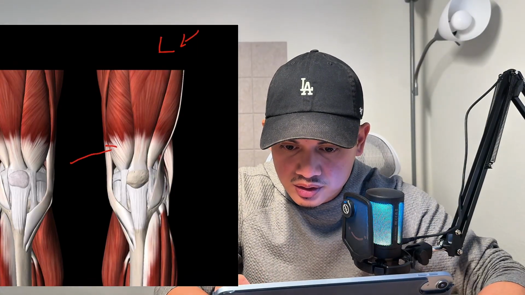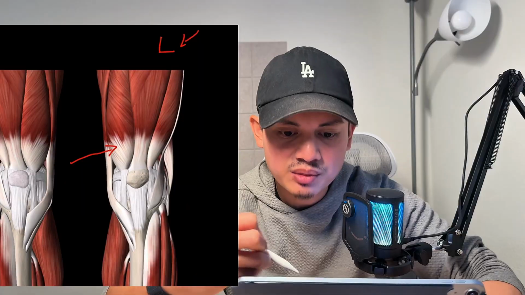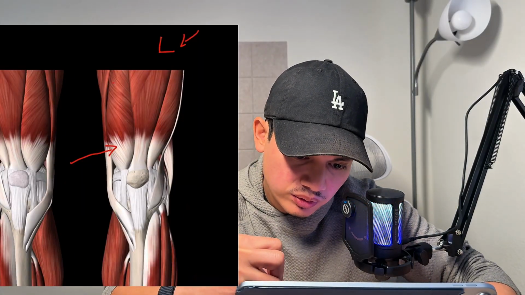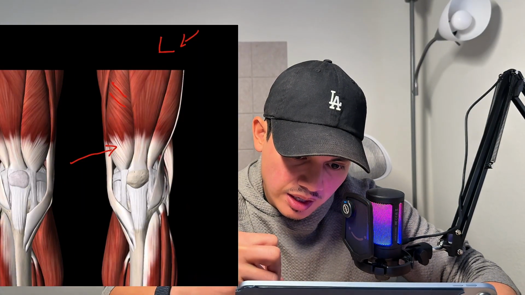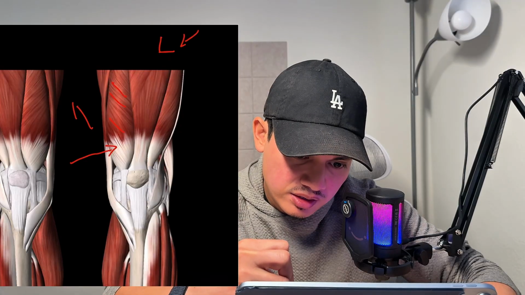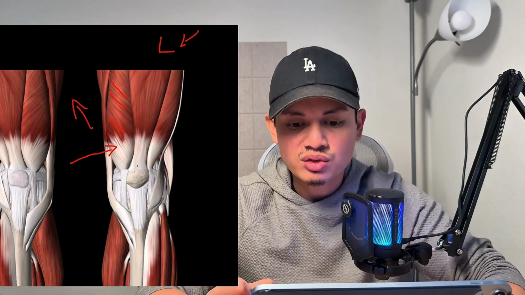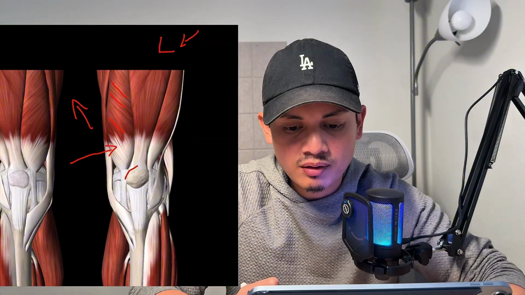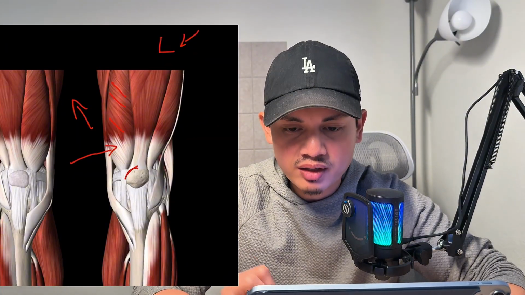But with this muscle here, as you can see with some of the fibers, they're kind of angled in this direction, and they attach on the medial side of your patella, of the kneecap right here, right?